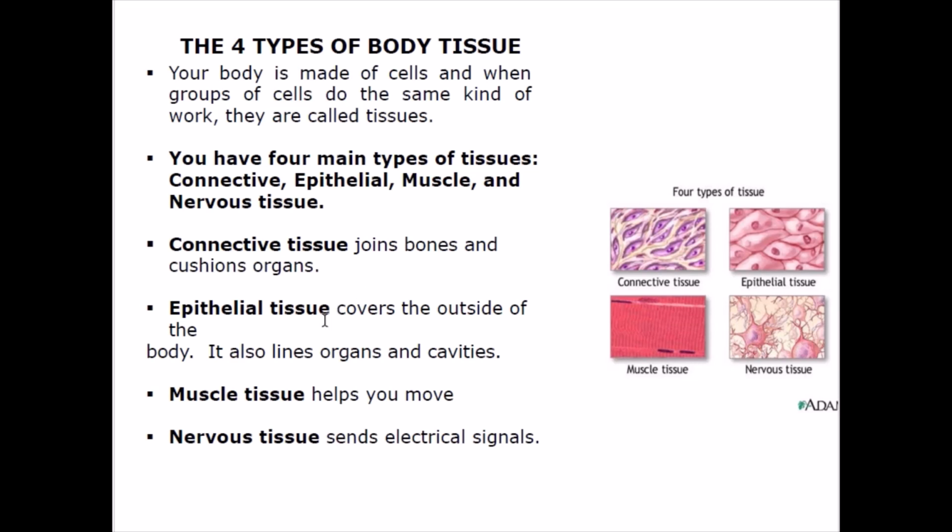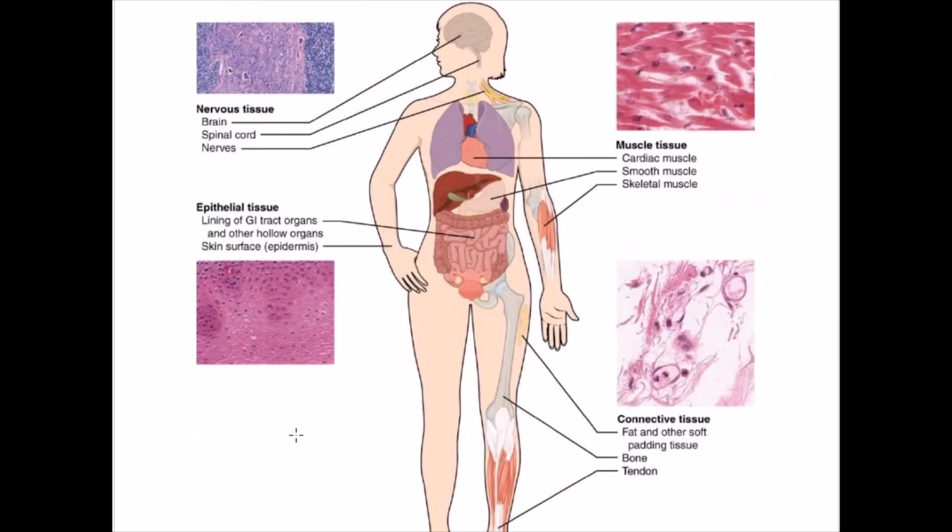Then epithelial tissue covers, we talked about it being a lining that covers the outside of the body as well as lining organs and cavities. Then muscle tissue, of course, helps us in movement, and the nervous tissue is the one that helps us in creating signals, and it works hand in hand with the nerves so that we are able to sense any form of pressure, heat, among other sensations.